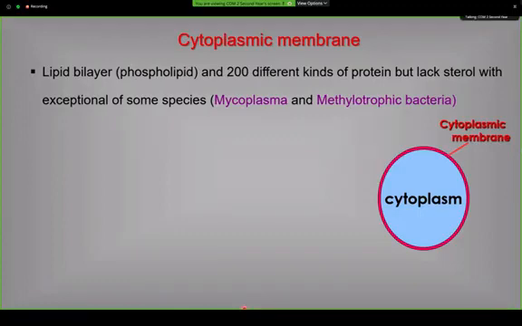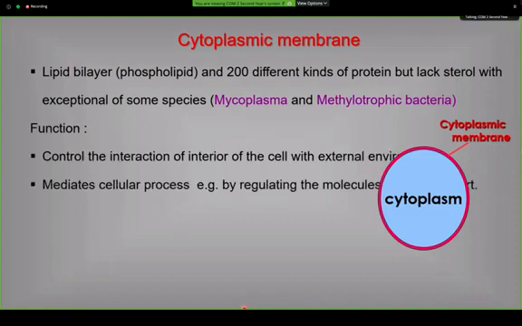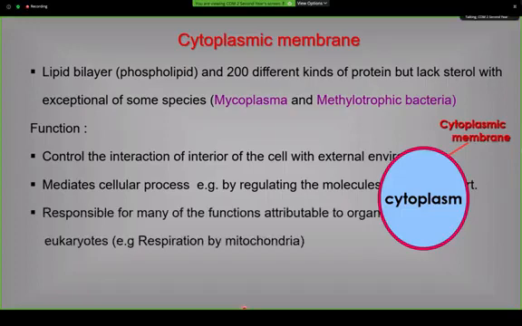So what is the function of the cytoplasmic membrane? It controls the interaction of the internal environment with the external environment. It helps in mediating certain processes. So it regulates the transport of molecules from the inside to the outside of the plasma membrane. It's also responsible for respiration. If you remember, the major difference between eukaryotic and prokaryotic is the lack of membrane-bound organelles, like mitochondria. Mitochondria are responsible for respiration in eukaryotes. So the major function of respiration is happening on the cytoplasmic membrane. Also, the cytoplasmic membrane is involved in the biosynthesis of the cell wall.